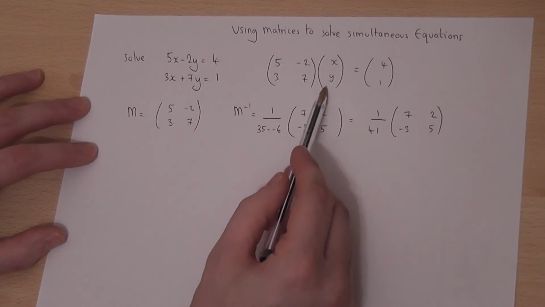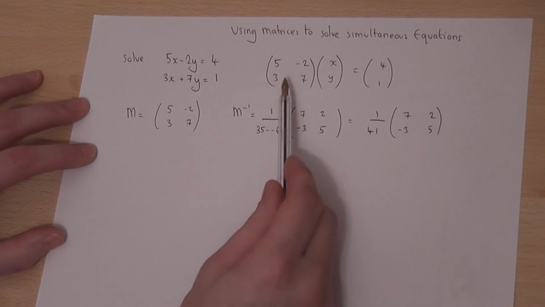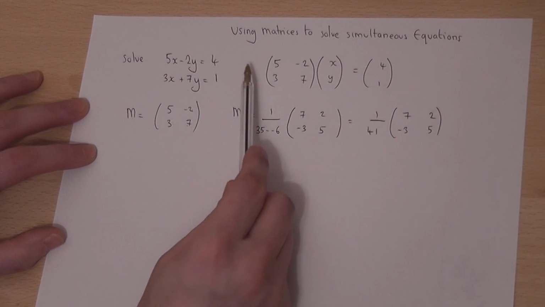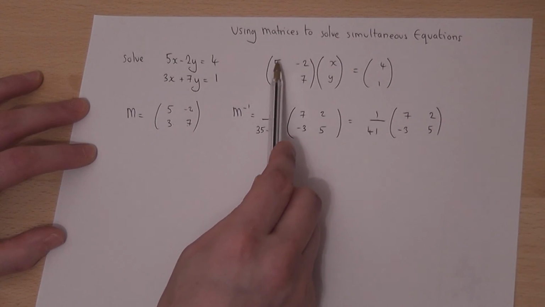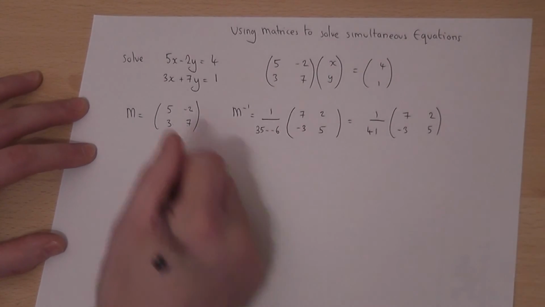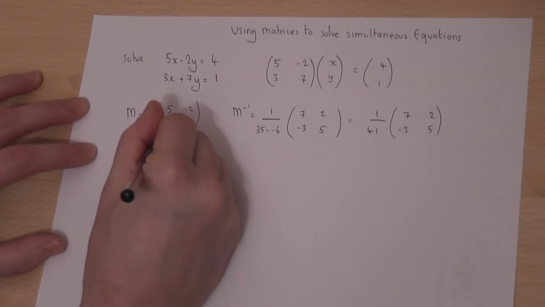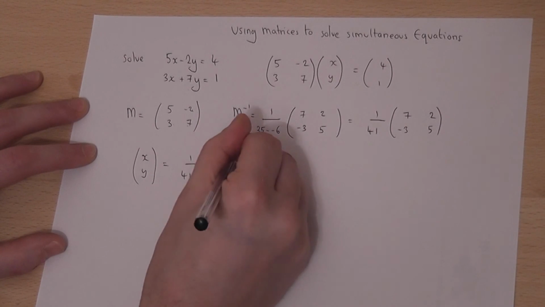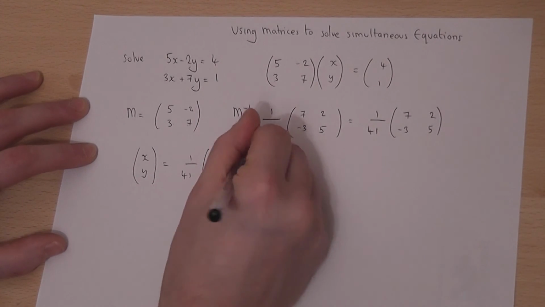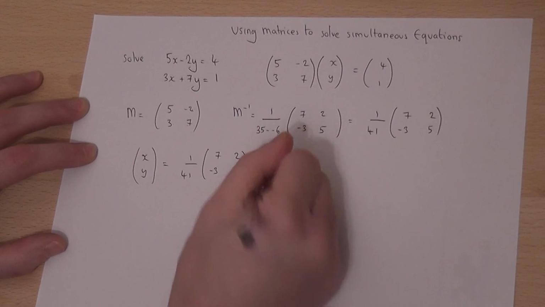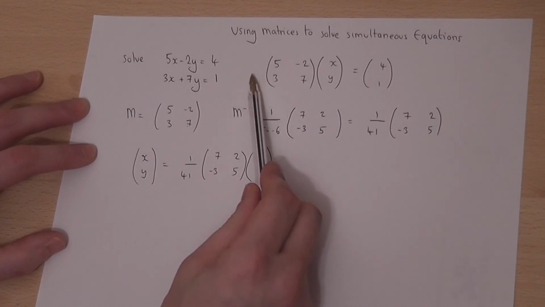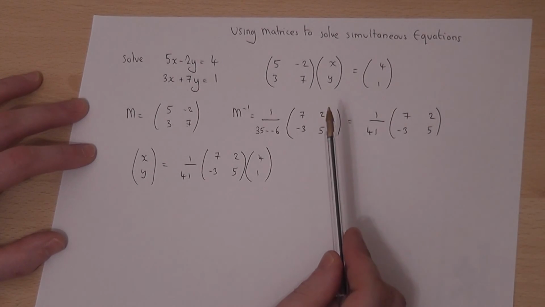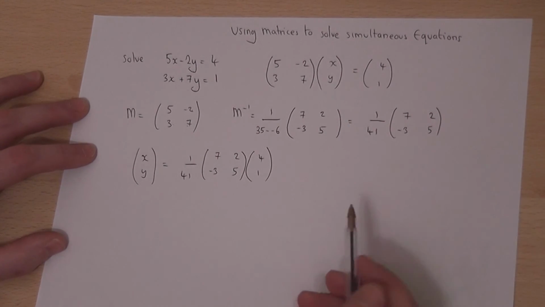Then to find x and y, we times both sides of the equation by the inverse. Because if we times by M inverse and M inverse, then this matrix here will cancel out. So we're left with x, y is equal to the inverse times by 4, 1. So again, I've times both sides by M inverse, therefore that will cancel out to leave just the x and y.